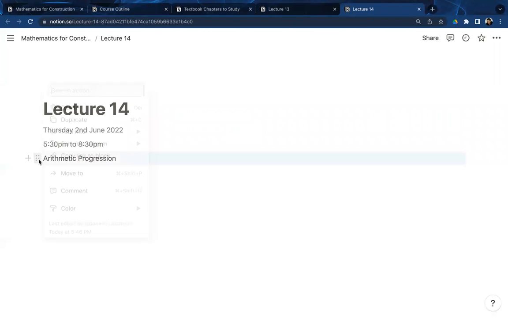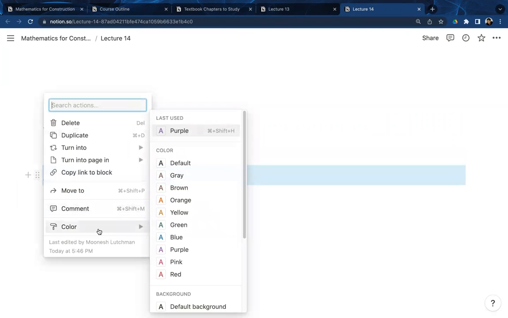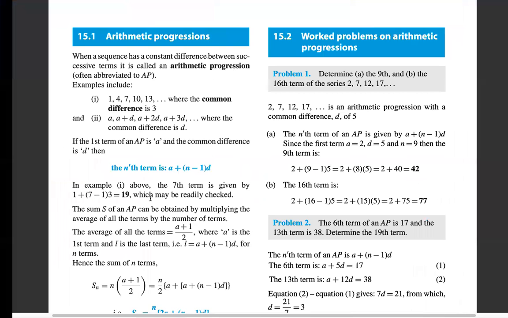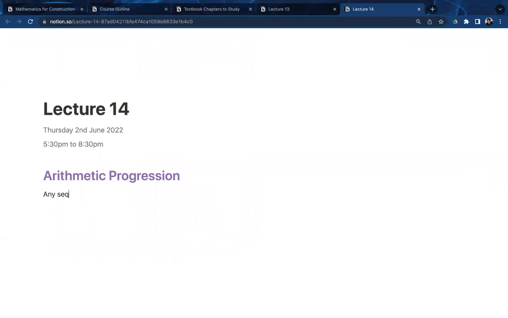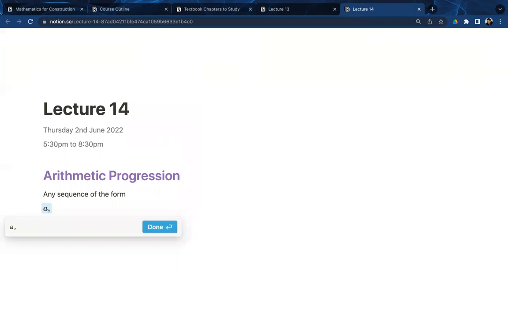And I could call it arithmetic series. You could call it, you know, it has synonyms, right? But AP is the popular name in the literature. So any sequence of the form: a, a plus d, a plus 2d, dot dot dot.